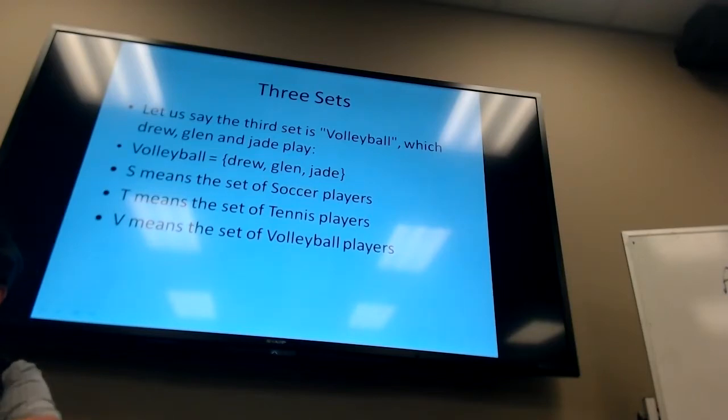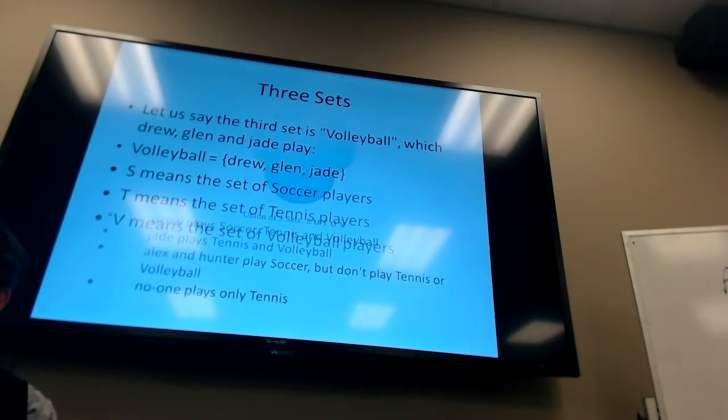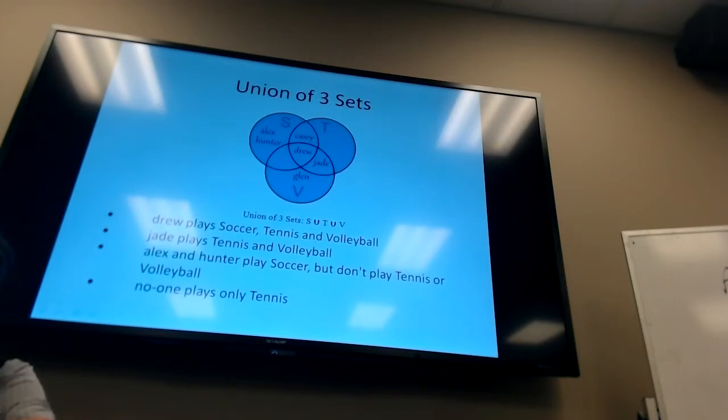Okay, let's say the third set is volleyball, which contains Drew, Glenn, and Jake. So we have a volleyball set of these three elements. S is soccer players, T is tennis players, V means the set of volleyball players, okay? Now, if we do a union of these three sets, meaning these people play all those three games, who do you find? Who is the person who plays soccer, tennis, and volleyball?